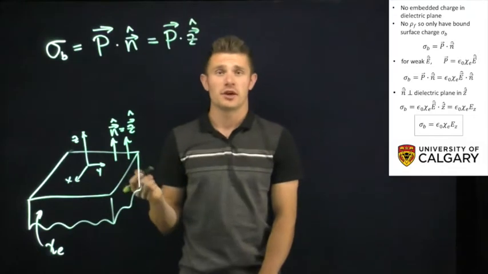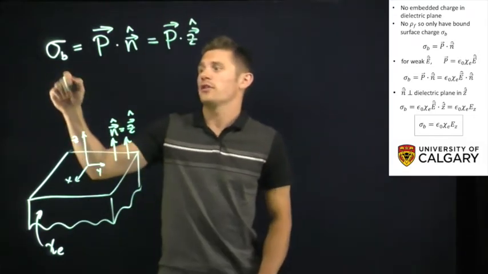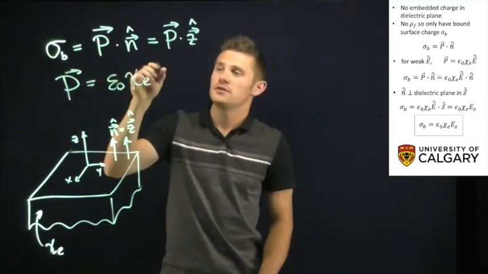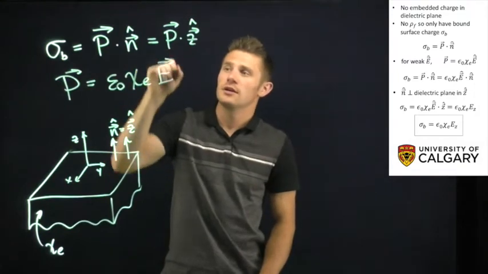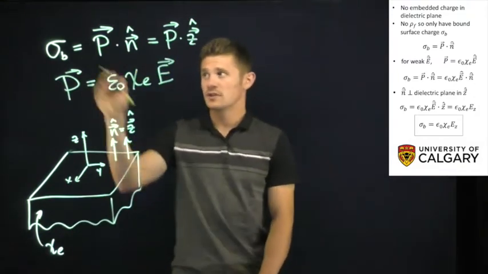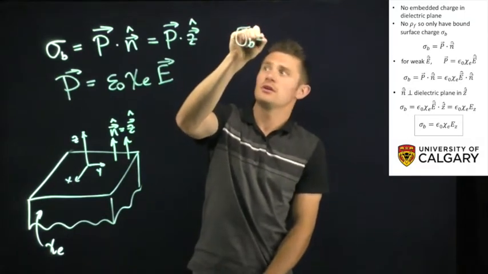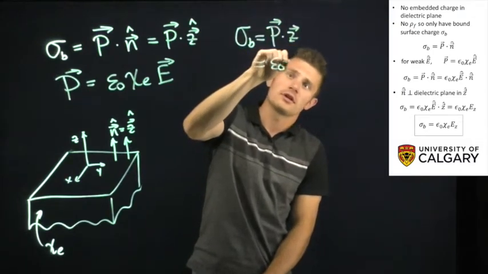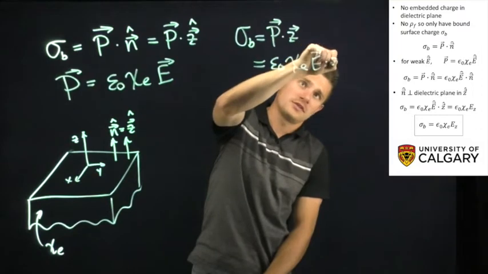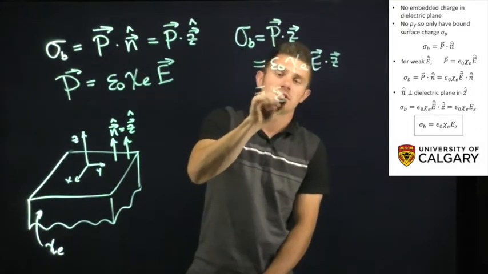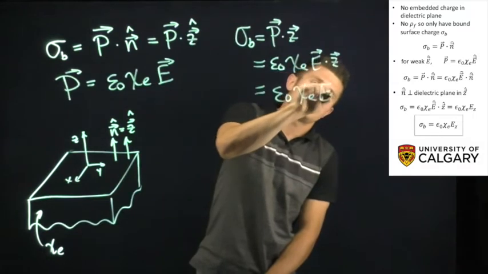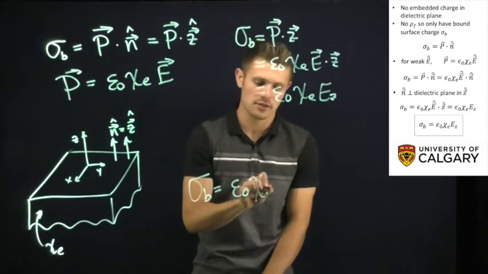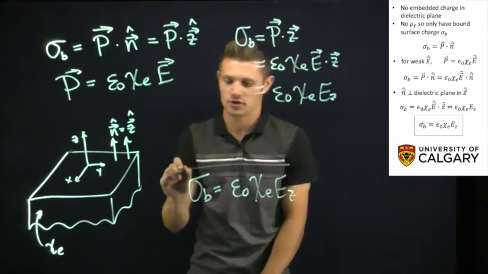Now, if the electric field produced by this positive charge q is not too strong, we know that the polarization for a linear dielectric material is related to the electric field by two constants, epsilon naught and the susceptibility chi sub e. So sigma b is equal to P dotted with z hat, which is equal to epsilon naught chi sub e, E dotted with z hat, which will pick off the electric field component in the z hat direction, and we end up with Ez. So our final induced surface charge is epsilon naught chi sub e times the electric field in the z hat direction.